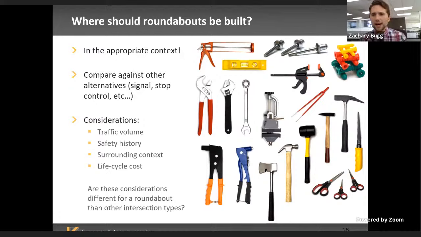Another thing is context. There are a lot of roundabouts with heavy truck traffic. We use something called the truck apron in the middle of the roundabout to facilitate truck movements. But if it's going to be heavy truck volume, you might want to think about something different than a roundabout in some of those cases, especially if the roundabout gets humongous to try and accommodate those vehicle movements.